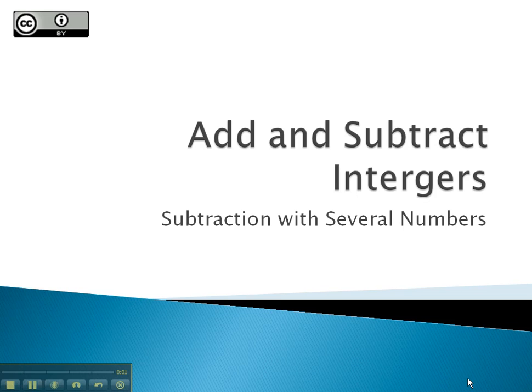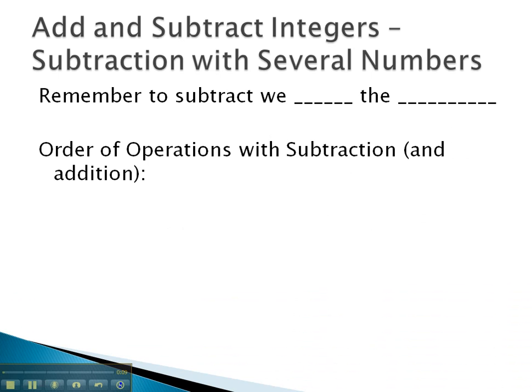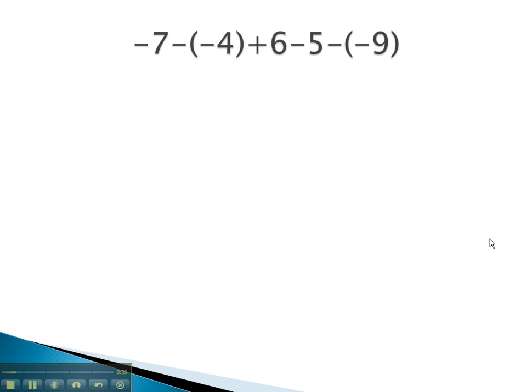In this video, we're going to take a look at adding and subtracting integers when we're working with several integers in the same problem. Remember, our strategy for subtracting with integers, we simply will change it to adding the opposite of a number. So we're really just adding a bunch of integers. We'll also keep in mind the order of operations with subtraction and addition is done from left to right. So we'll just subtract or add two numbers at a time until we reach the end of the problem. Let's take a look at some examples where we do just that.